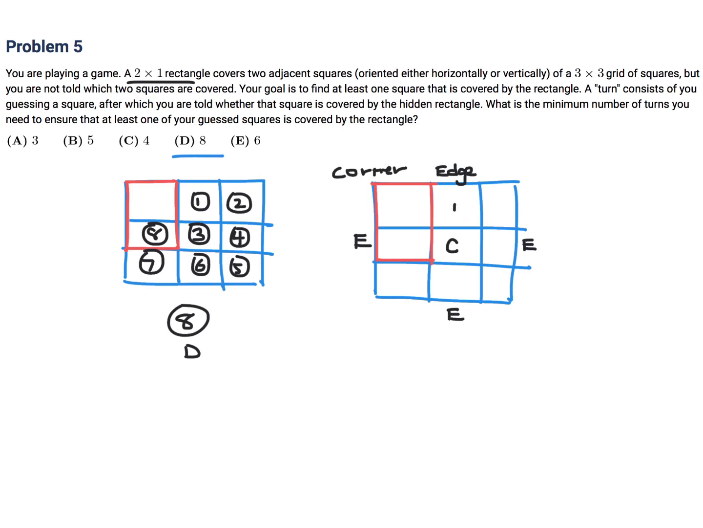So for example, if I guess there, that's wrong. I guess there, that's wrong. I guess there, that's wrong. There, guaranteed on the 4th guess, if I concentrate just on the edge squares, I will land in that 2 by 1 rectangle. So I only had to do 4 if my strategy is better. And therefore that is choice C.